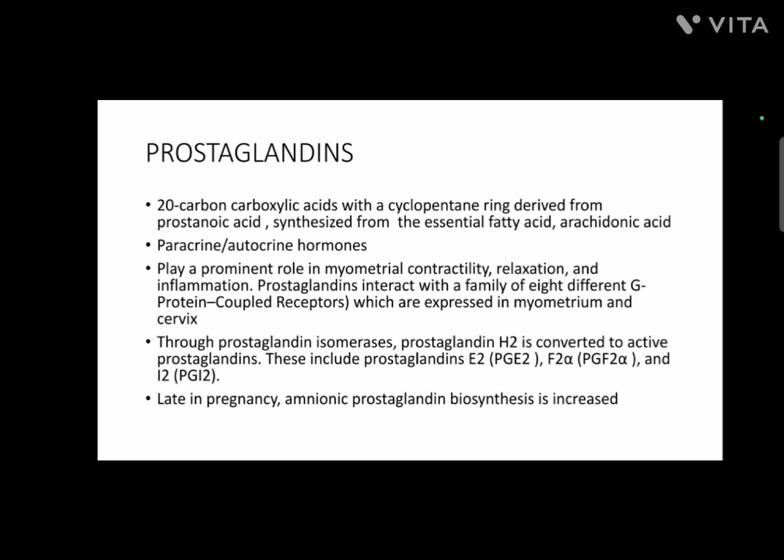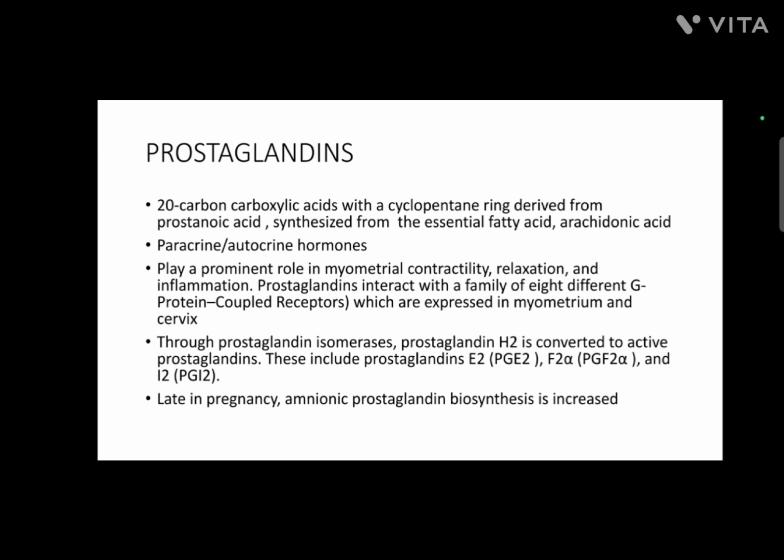So the prostaglandins that we know are prostaglandin E2, prostaglandin F2 alpha, and prostaglandin I2. In late pregnancy, prostaglandin biosynthesis in the amnion is increasing. One thing I will tell in this slide, the main thing that you should remember, is that it is similar to a paracrine and autocrine hormone. It consists of 20 carbons, a carboxylic acid, and it is synthesized from the essential fatty acid, arachidonic acid.